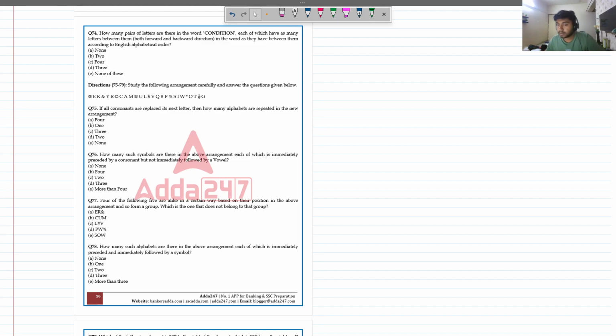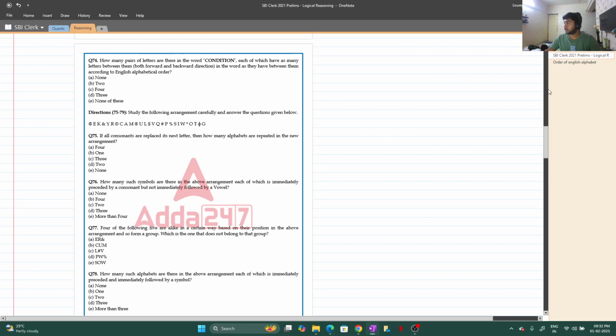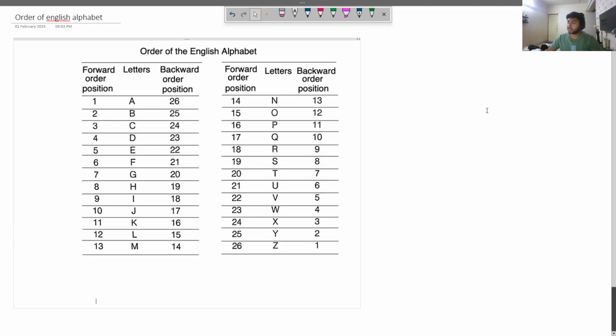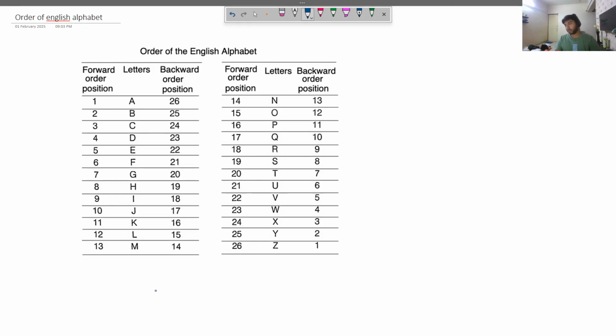Before we start the next question, which is based on alphabets and alphanumeric, I want to teach you something regarding the sequence of English alphabet letters and their positions from forward and backward. So you do not need to memorize all the position numbers for all the letters, neither from forward nor from backward. You just have to remember two things.